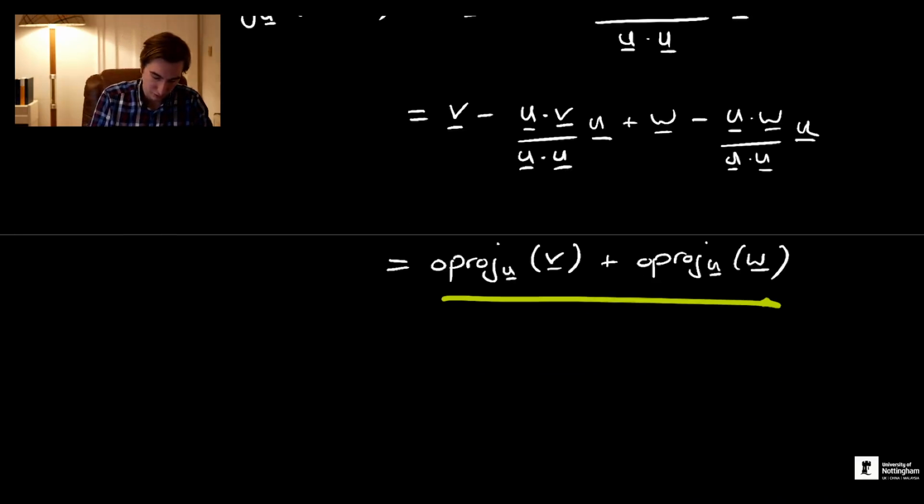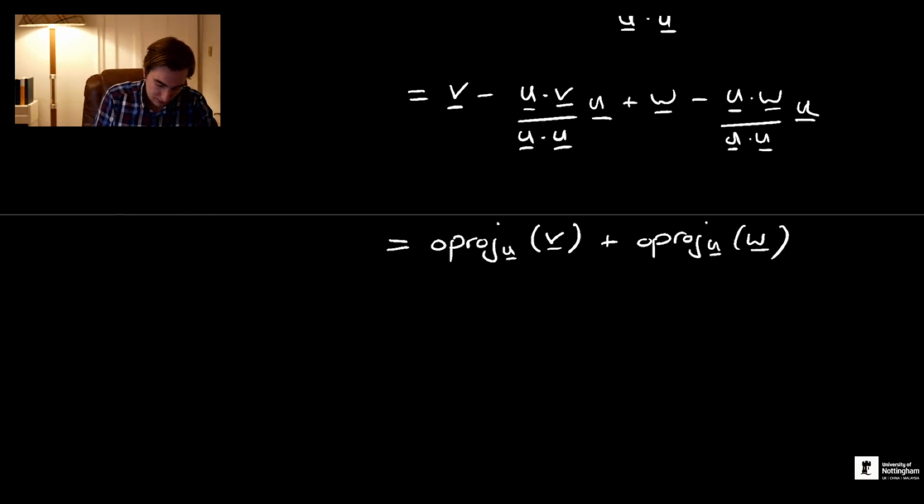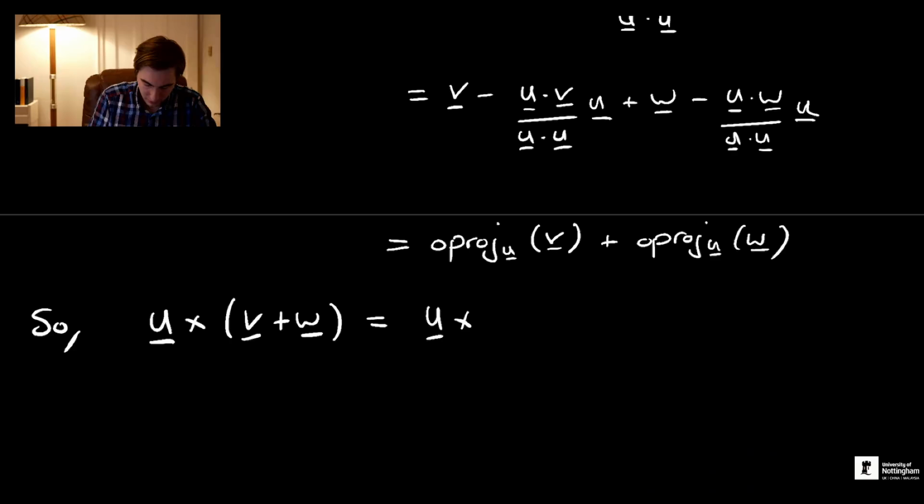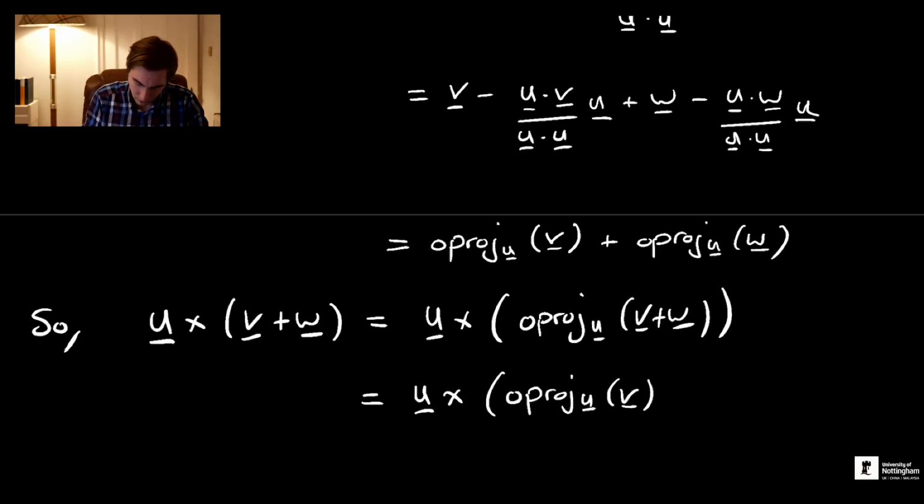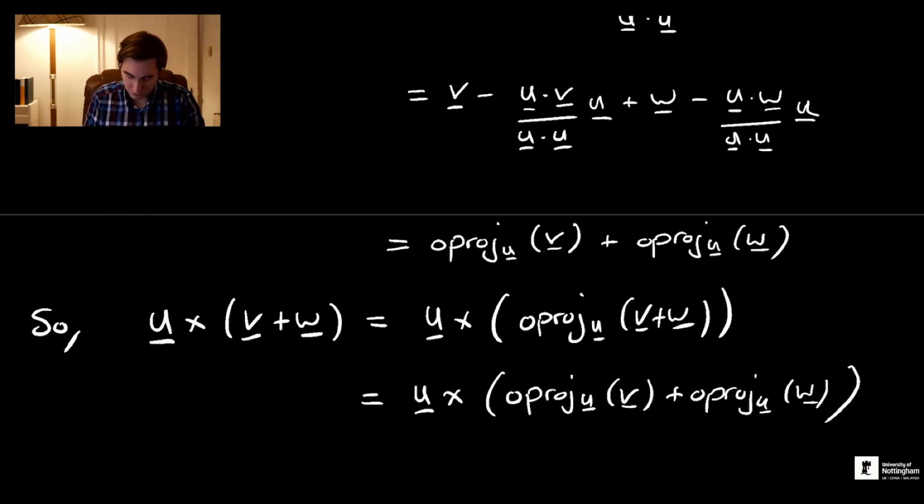So that's kind of useful because let's piece all that together. We started off wanting u crossed v plus w, and we now know that that is equal to u crossed the orthogonal projection of v plus w onto u. But we've just deduced that the orthogonal projection distributes over the addition, so that's the same as u crossed with the orthogonal projection of v onto u plus the orthogonal projection of w onto u.